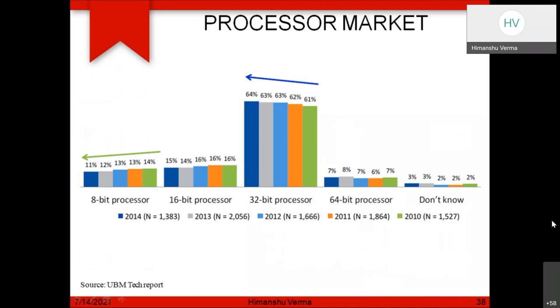This diagram shows the processor market according to year: 2010, 11, 12, 13, and 14. So you can see here that the use of 32-bit microprocessors is increasing, while the use of 8-bit microprocessors is decreasing day by day. So we can say that devices are now powerful enough to perform more tasks.